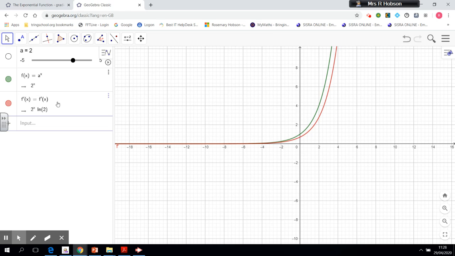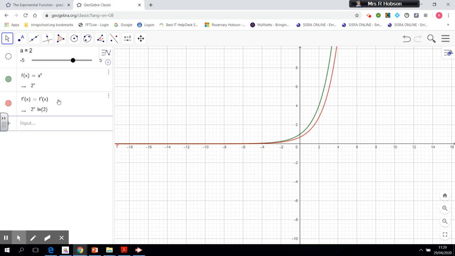Now here, what I've set up is this green line at the moment is 2 to the power of x. And this red line here is actually the differential of 2 to the power of x. At the moment, I wouldn't expect you to know how to work that out.